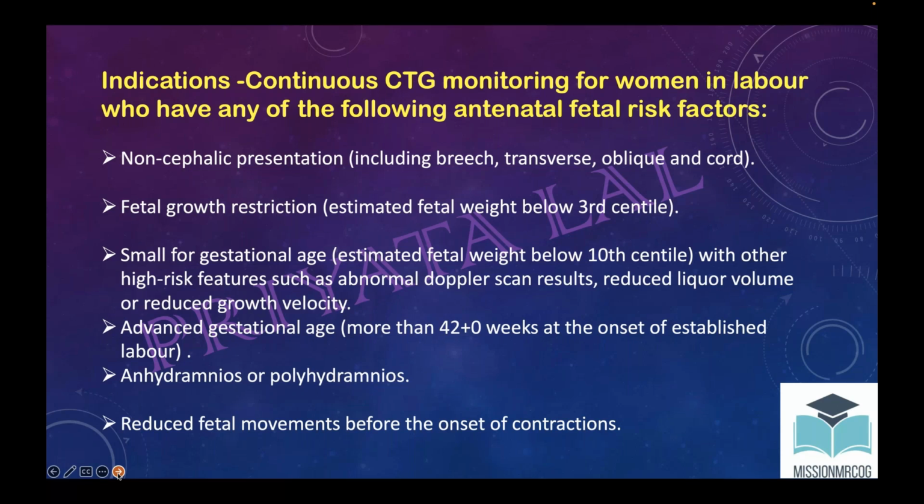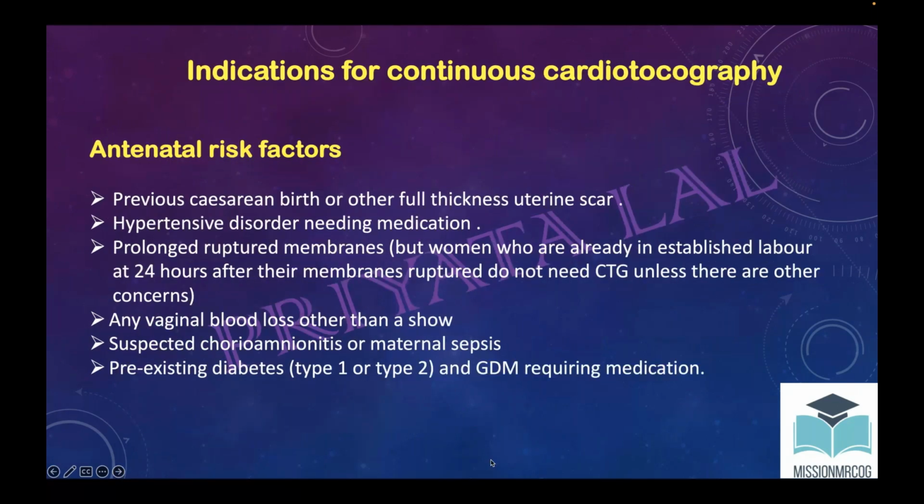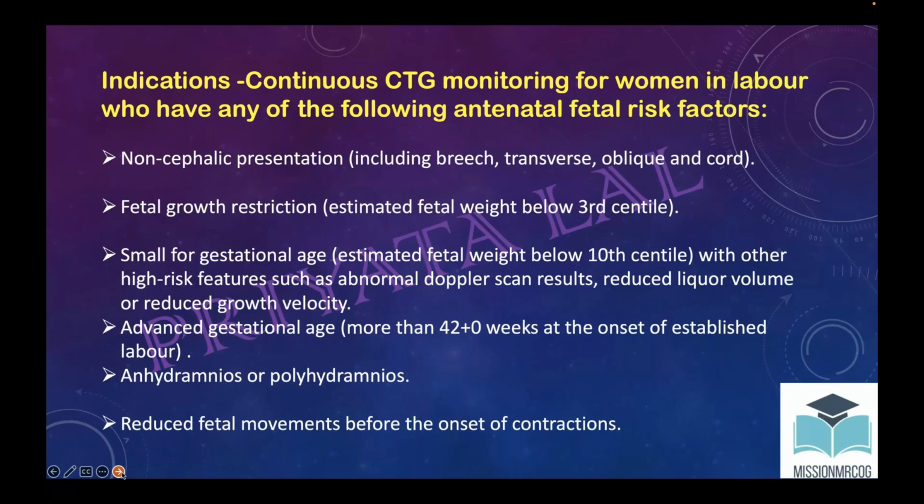Okay, so to recap: hypertension, PROM, bleeding more than show, sepsis, type 1 or 2 diabetes along with GDM, non-cephalic presentation, FGR, SGA, advanced gestational age, reduced fetal movement before the onset of contractions, and oligohydramnios or polyhydramnios. So these are the antenatal risk factors where we have to arrange continuous CTG monitoring.